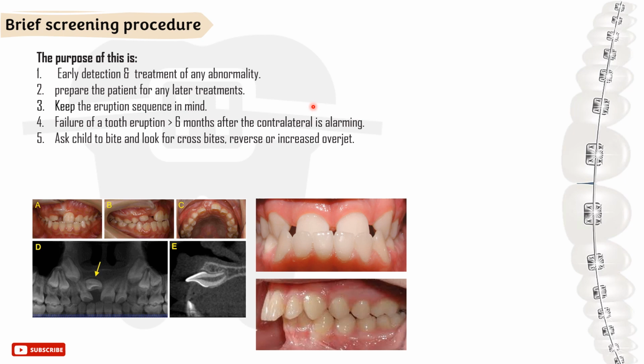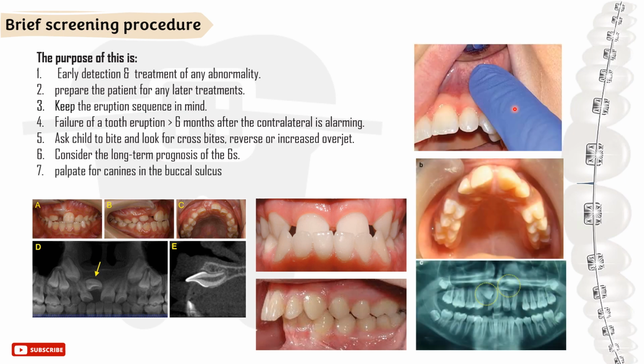Ask the child to close together and look for cross bites, reverse, or increased overjets. Consider the long-term prognosis of the sixes, as extraction of poor quality first permanent molars might be needed in some cases.